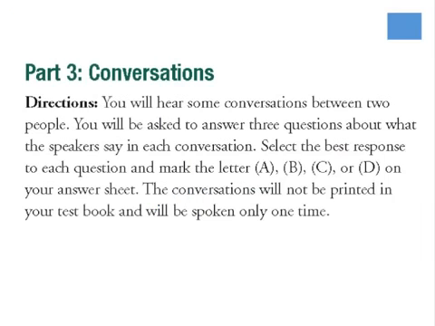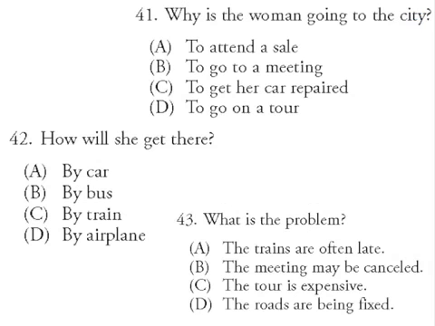So the instructions for Part 3 are that you will hear conversations between two people. You will be asked to answer 3 questions about what the speakers say in each conversation. You will have to select the best answer by choosing A, B, C, or D on your answer sheet. The conversations will not be printed in your test book and will be spoken only one time. Now, first off, this is what you will see on the actual test booklet. You will actually see the questions and the answer choices that follow.